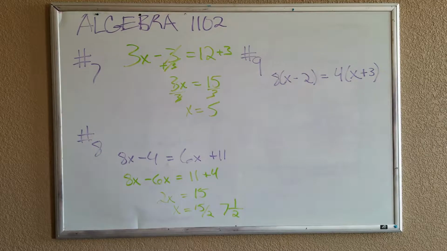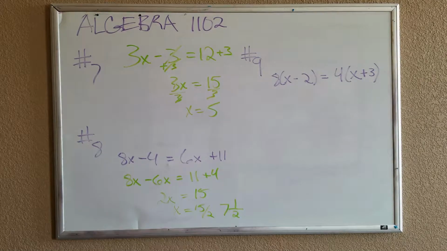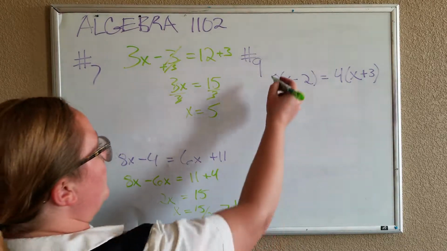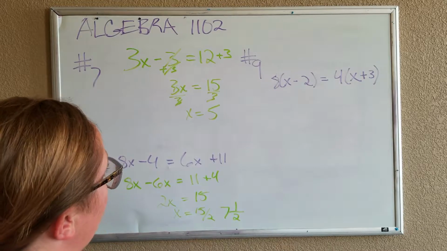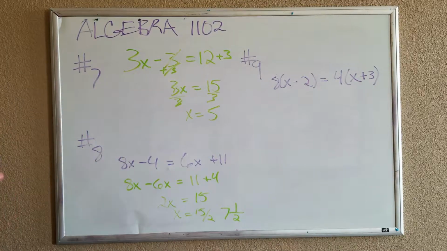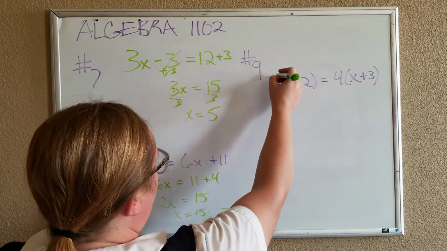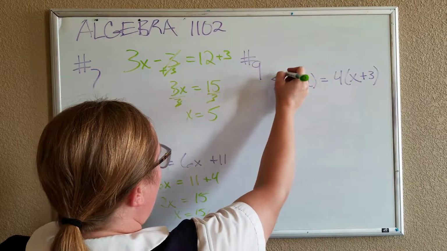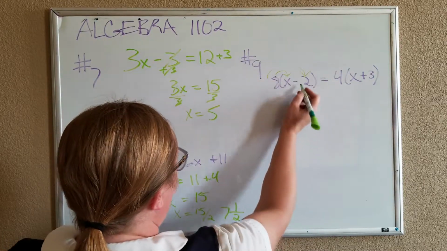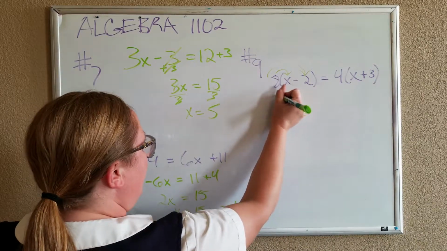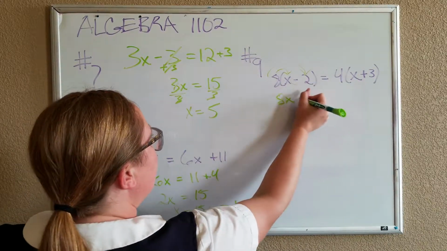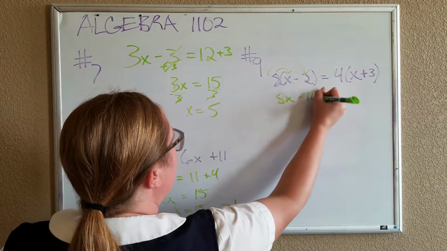All right, number 9. So now they've added in some distributive property. All right, so distributive property says if there's a number multiplied to 2 terms inside of a parenthesis, you have to multiply by both terms, all right? So you have to multiply the 8 by the x, and then the 8 by the negative 2. So pay attention to those signs in the middle. So 8 times x is 8x. 8 times negative 2 makes it a negative 16, all right?